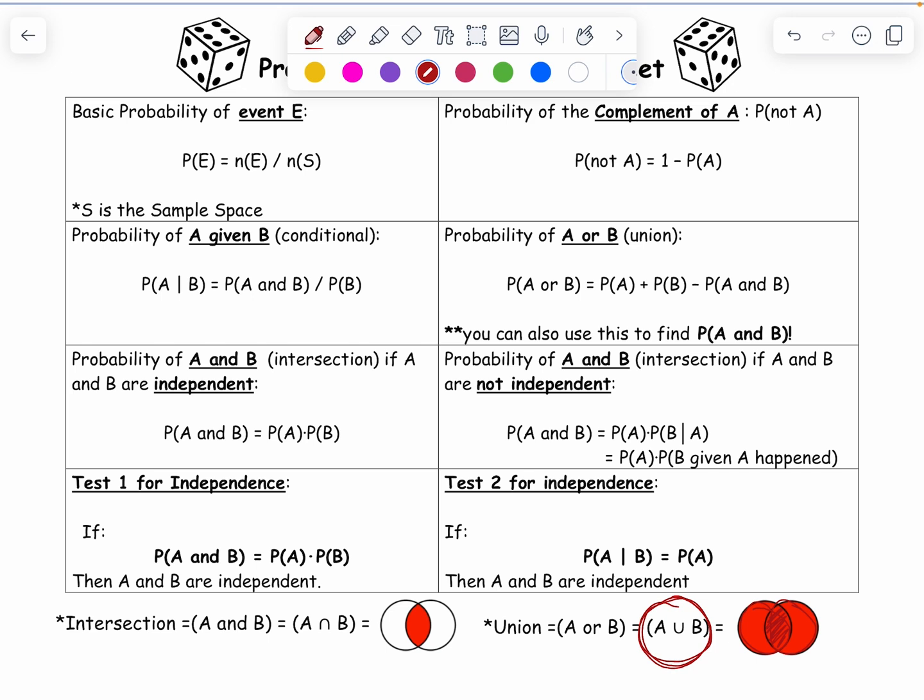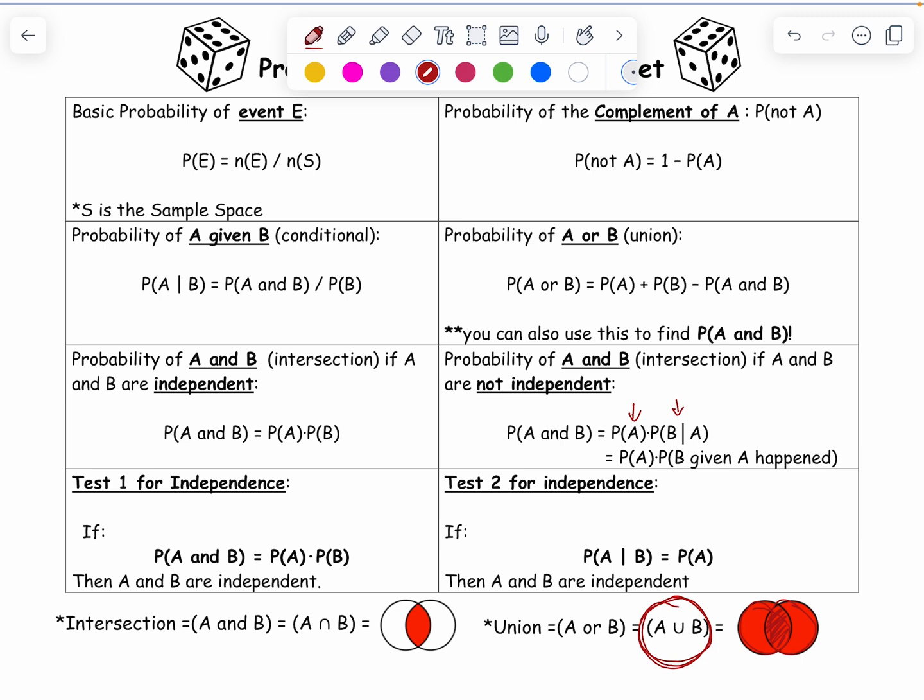Okay, so if they are independent, you can actually find the probability of A and B occurring, the probability of both things occurring, by multiplying probability of A times probability of B. If it is not independent, we don't have that flexibility. We can't just multiply probability of A times probability of B because there's overlap. So in order to find A and B, you're going to take the probability of A and then multiply it by the probability of B given that A has already happened.